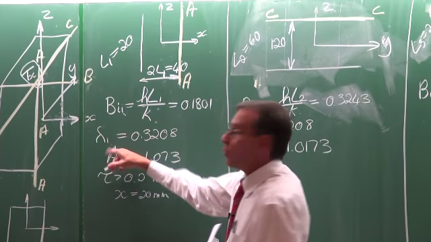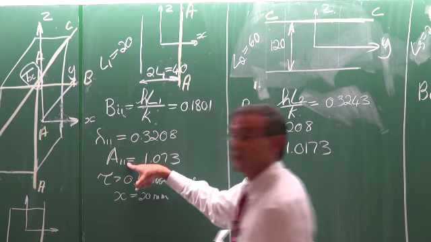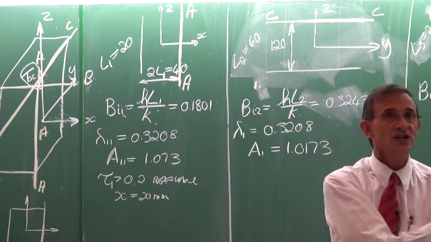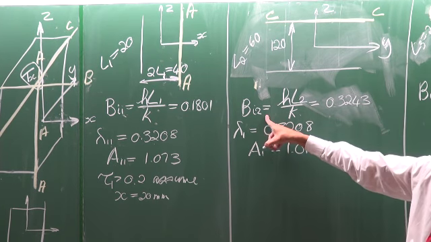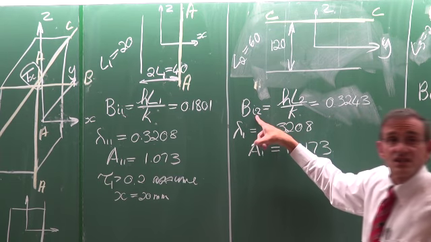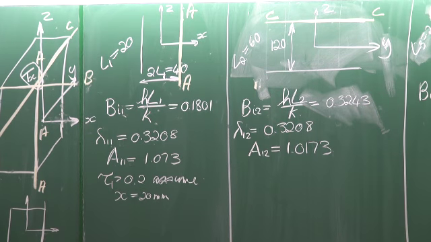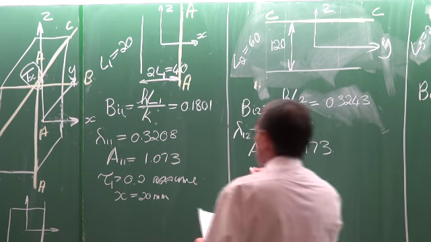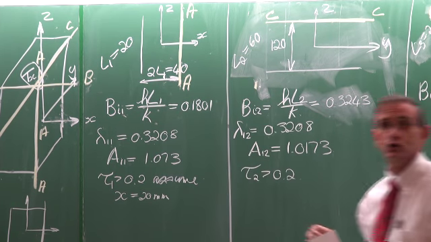This is going to be lambda 1 of the first equation. This is going to be A1 of the first equation, and that would be tau 1 of the first equation. This is our second case. So this is our second Biot number, that's our second lambda, and that is our second constant A1. The second A1 constant, not A2. And again, we are going to assume that tau 2 is larger than 0.2.